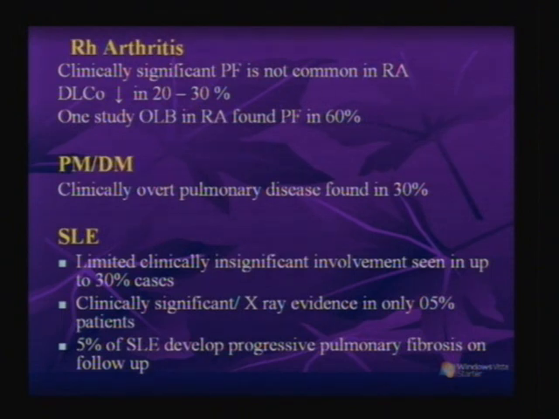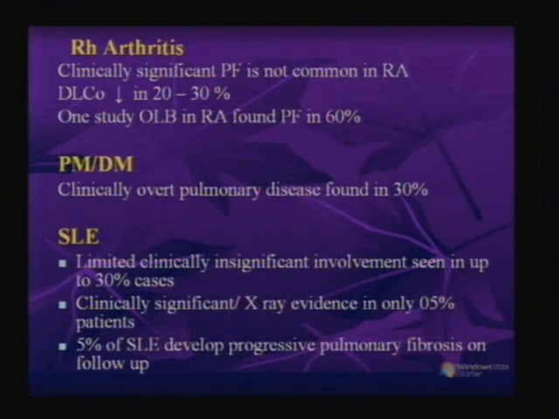In rheumatoid arthritis, clinically significant pulmonary fibrosis is not very common, but DLCO, which is a very sensitive indicator, is decreased in 20 to 30%. In one study, when open lung biopsy was done, pulmonary fibrosis was seen in 60%. But as we said, there can be a bias in open lung biopsy because only very symptomatic patients are taken for it. In polymyositis and dermatomyositis, clinically overt pulmonary disease is found in around 30% of patients.